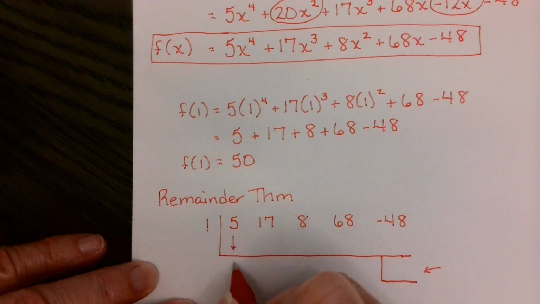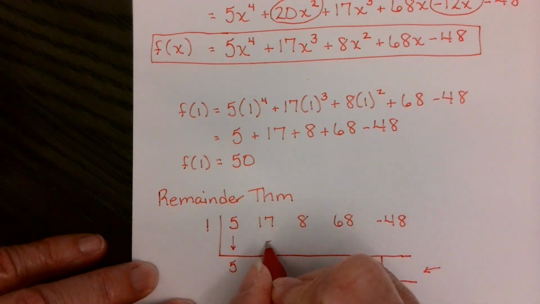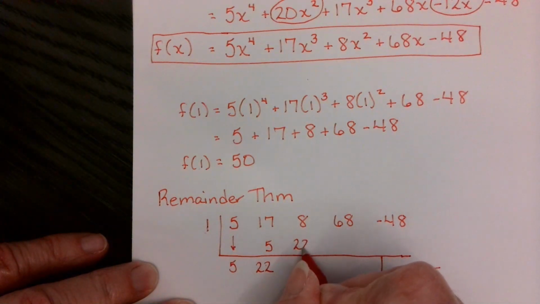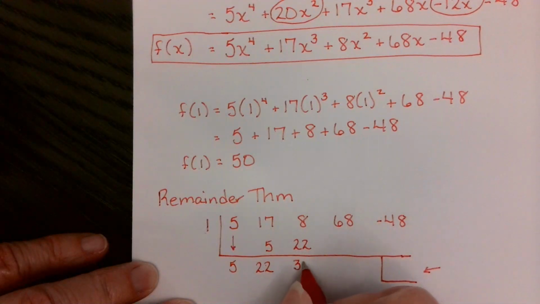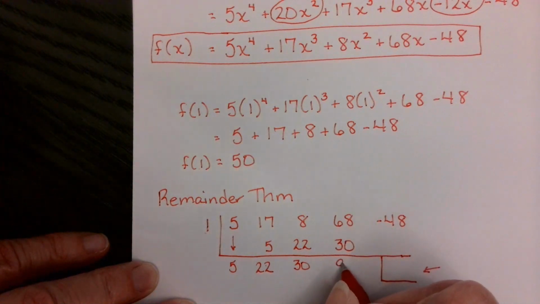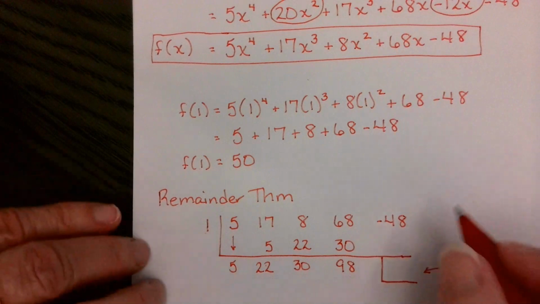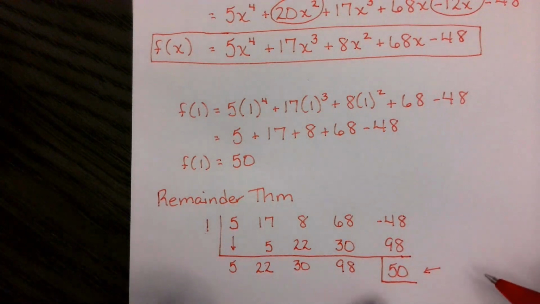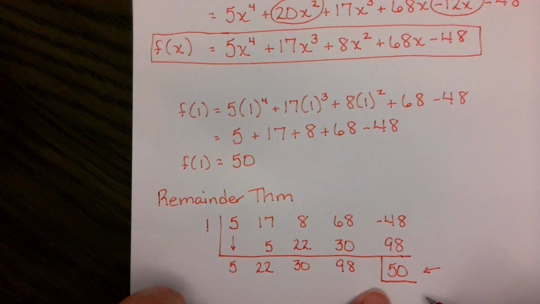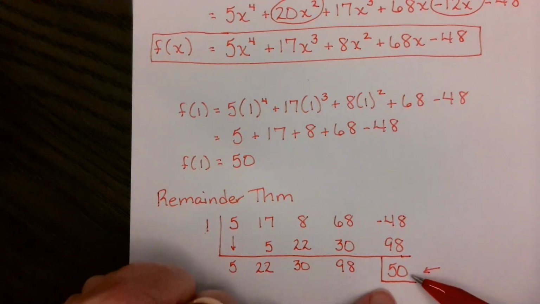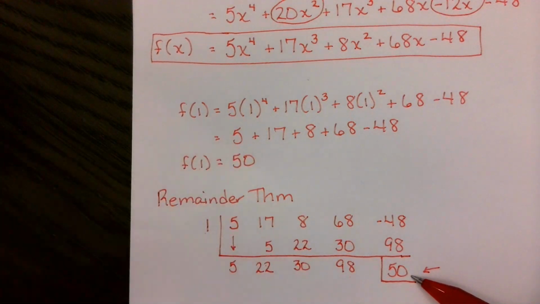So I'm going to bring down the 5. 5 times 1 is 5. Add and get 22. 1 times 22 is 22. Add these two and we get 30. 1 times 30 gives us 30. Add and get 98. 1 times 98 is 98. Add and get 50. That is what the remainder theorem does, and it works for any number, any polynomial. But that tells you that f of 1 equals 50, and that is called the remainder theorem. And that's it.